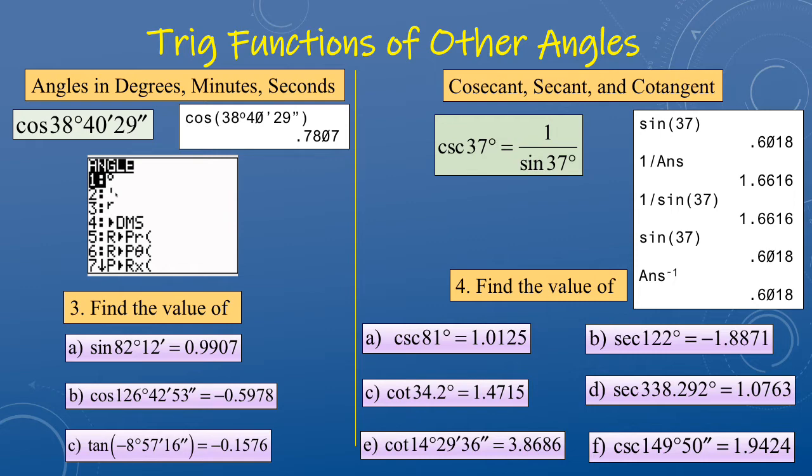When we do that, you should get 3.8686. To take the cosecant of 149 degrees, 50 seconds, we have to first take the sine of that angle and then take the reciprocal. As a note, when you put this into your calculator, you must put in 149 degrees, 0 minutes, 50 seconds. If you just put in the seconds, you will get an error.